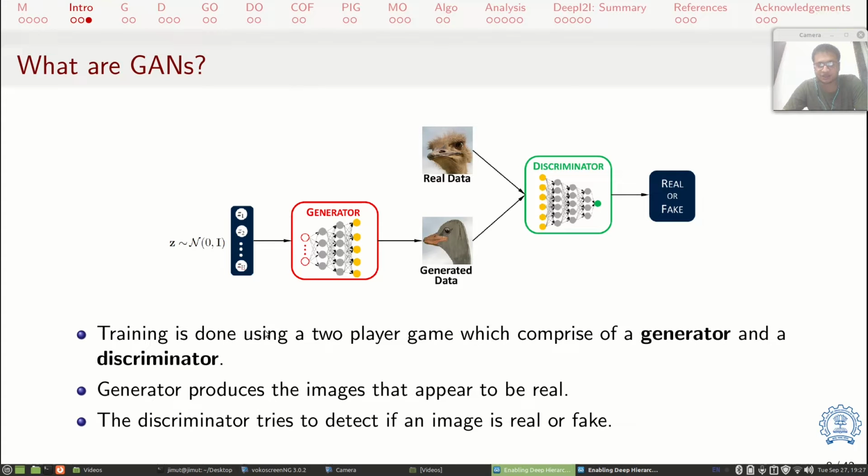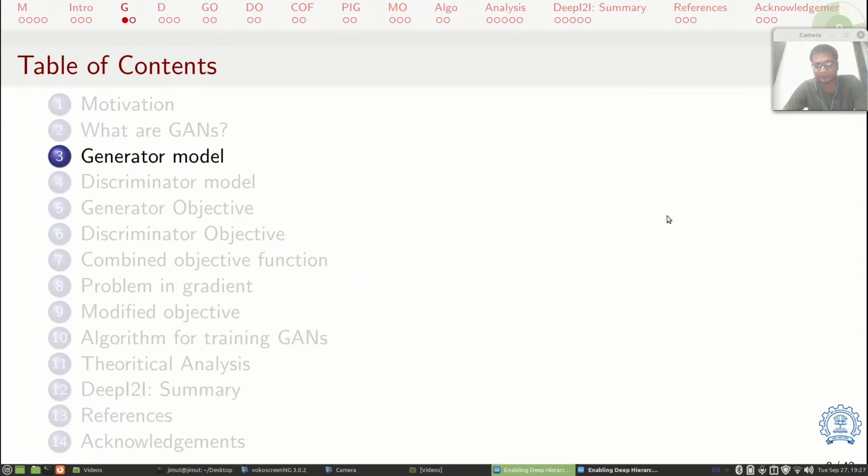So this is an overview of a simple GAN. Training is done using a two-player game which comprises a generator and a discriminator. The generator produces images that appear to be real, and the discriminator tries to tell if the image is real or fake.